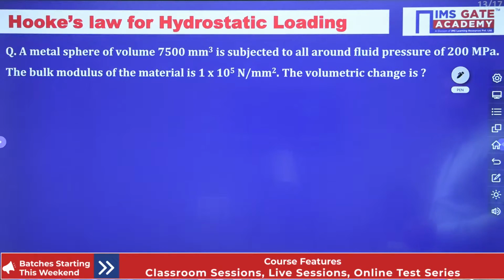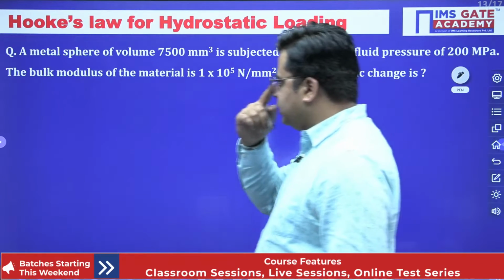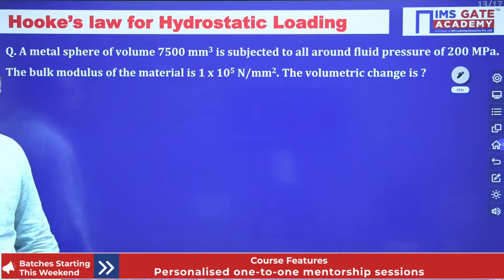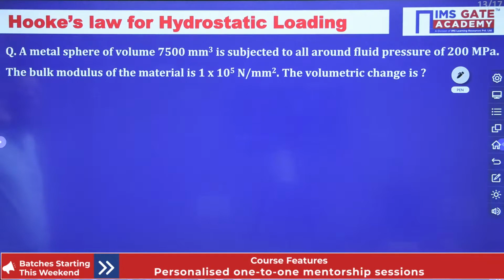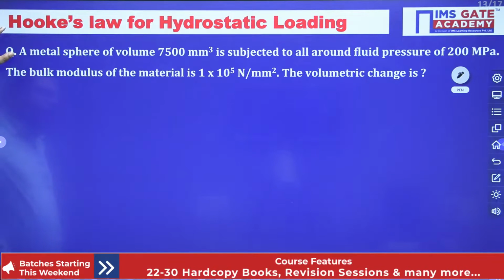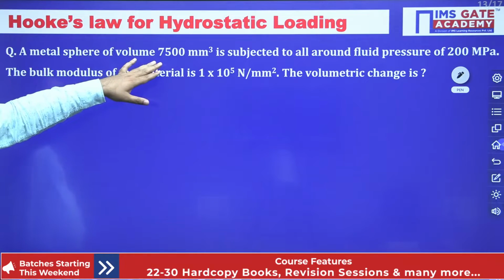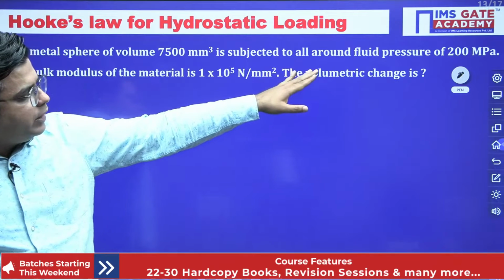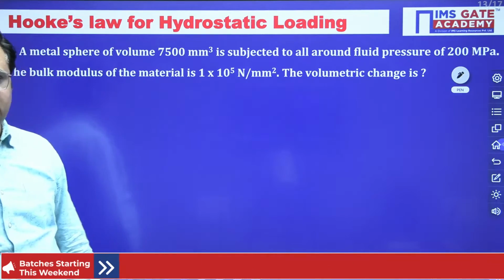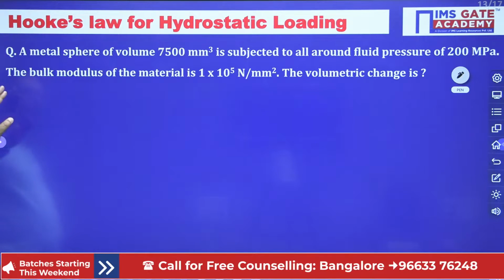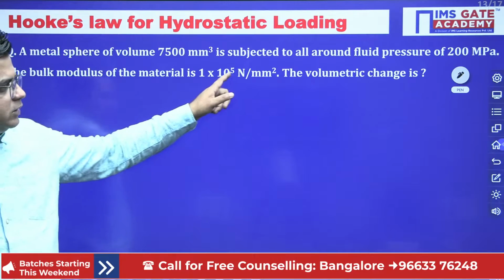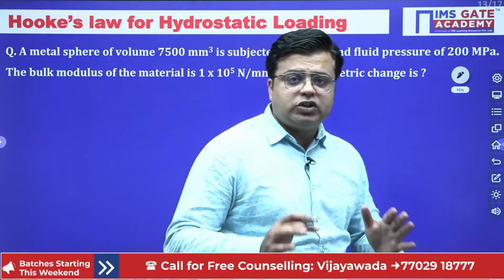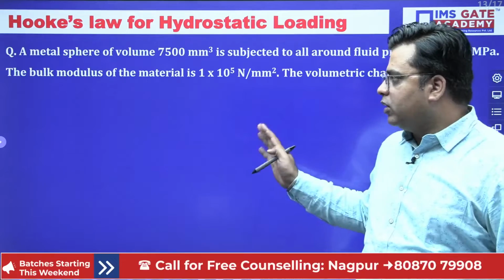Okay. Moving on with this. So first of all, just solve this question. You have one very simple question in front of you, which says that a metal sphere of volume 7500 mm cube is subjected to the all-round fluid pressure of 200 megapascal, right? The bulk modulus of the material is this much. So you need to calculate the change in volume for this, right?